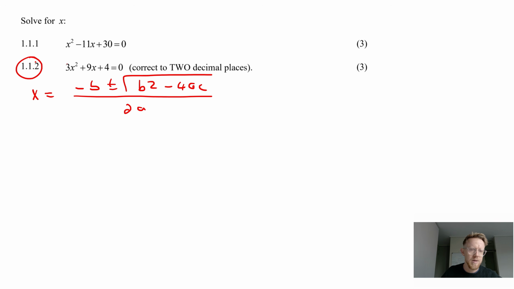The next step is to realize that whatever's in front of the x squared is your a, whatever's in front of the x is your b, and everything else is your c. And so we'll just go full in. So we'll say minus 9, and then b is 9.